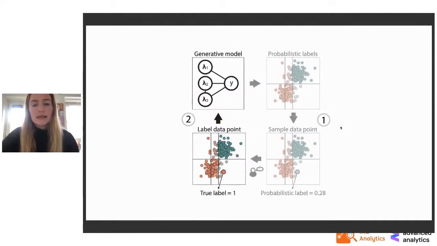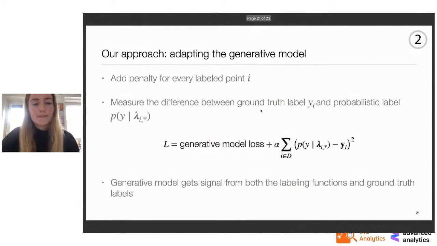And then after sampling this point that has been chosen according to the strategy, we get the true label. And then the final step is to use the value of this true label to readjust this generative model so that we can actually improve our probabilistic labels. So how we do that is by just starting with the objective that we have for the generative model.